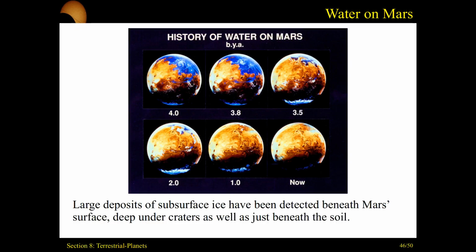But over the ages, Mars' atmosphere started to disappear, get thinner, and the water started to recede closer and closer to the poles. So what we know for certain now is that we've detected deposits of ice underneath the surface, especially in the polar regions of Mars. And we think that in certain craters, as well as just underneath the soil of Mars, there probably is water present.